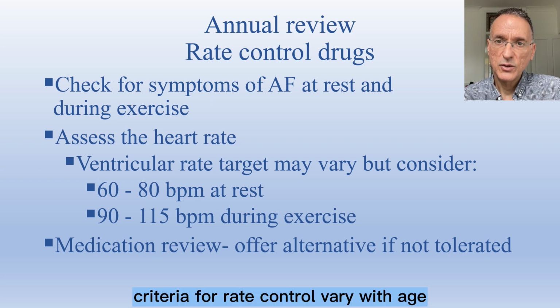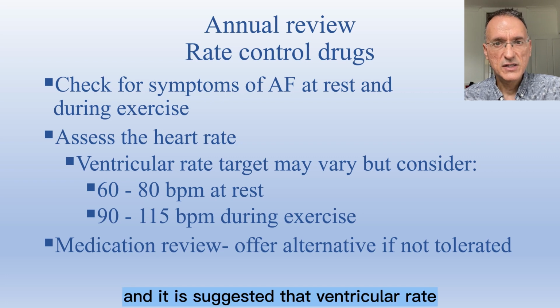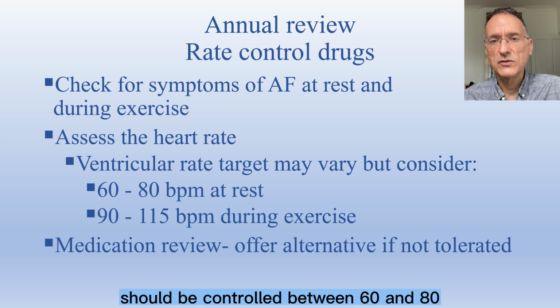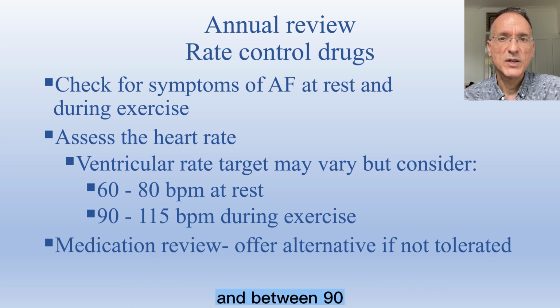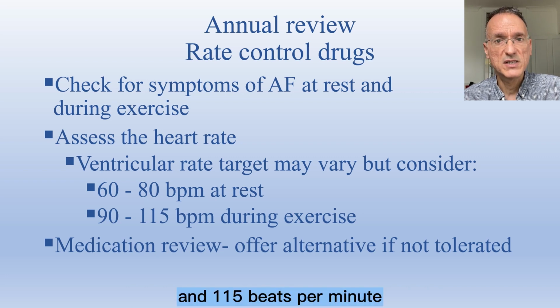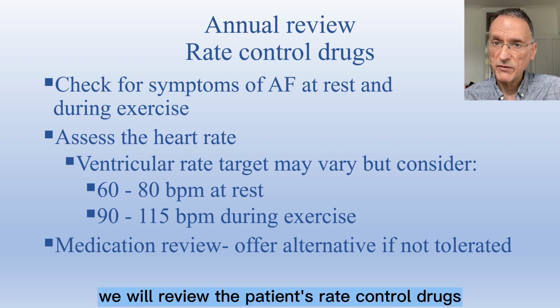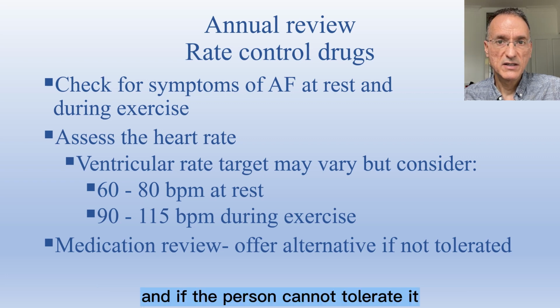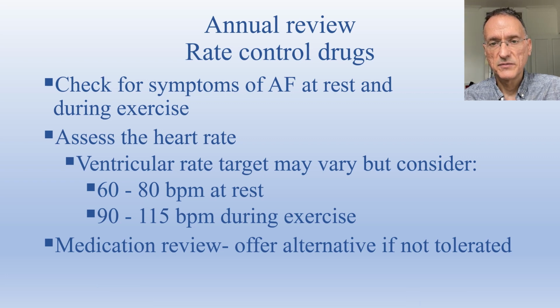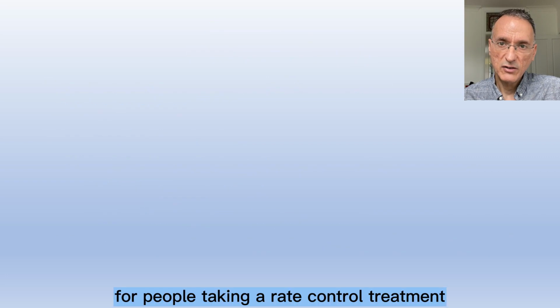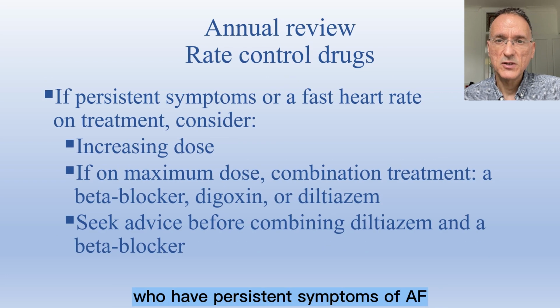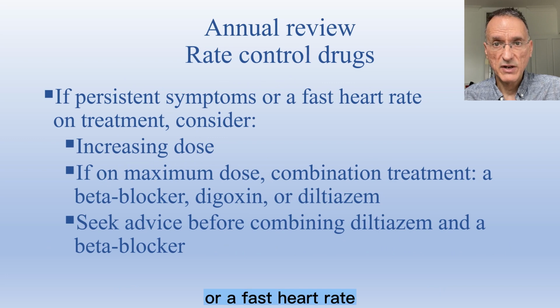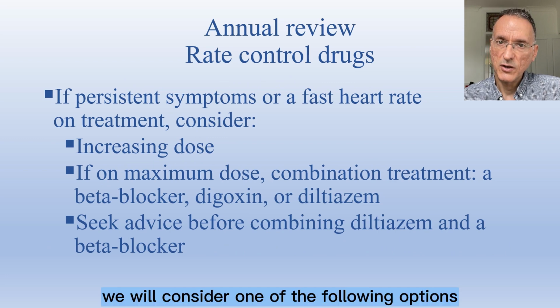Criteria for rate control vary with age, and it is suggested that ventricular rate should be controlled between 60 and 80 beats per minute at rest and between 90 and 115 beats per minute during moderate exercise. We will review the patient's rate control drugs, and if the person cannot tolerate it, we will prescribe an alternative. For people taking rate control treatment who have persistent symptoms of AF or a fast heart rate, we will consider one of the following options.